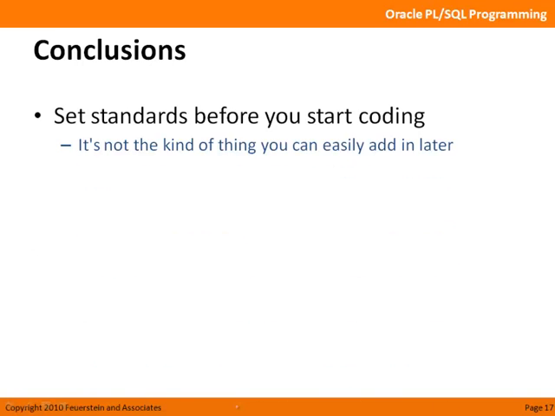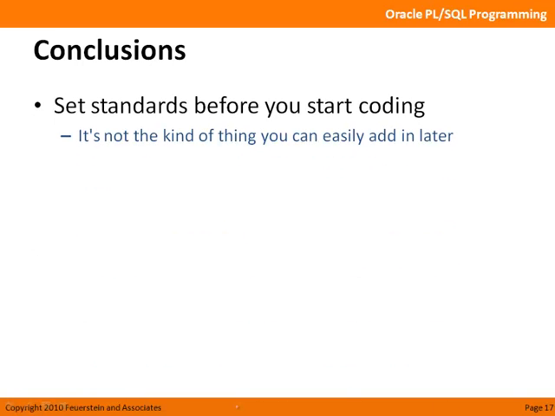So, some conclusions. First of all, very important, set standards before you start coding. Exception management is something that you know you will be doing. And if you do it ad hoc, or if at the end of the process you say to yourselves, now we need to go back and add exception sections, it's much more difficult to do.